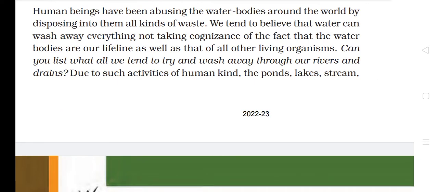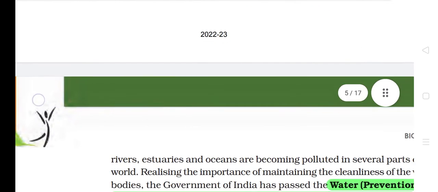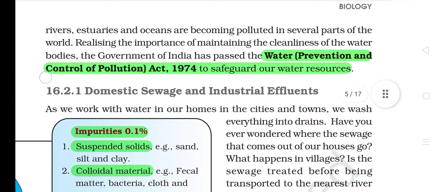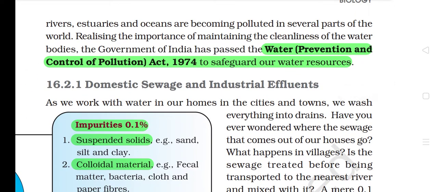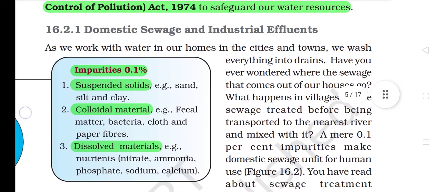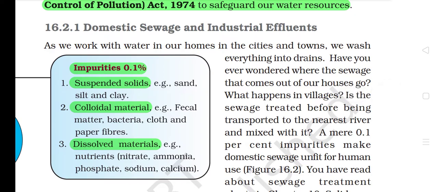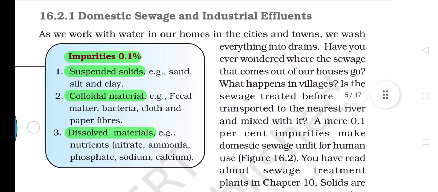Due to such activities of humankind, the ponds, lakes, streams, rivers, estuaries, and oceans are becoming polluted in several parts of the world. Realizing the importance of maintaining the cleanliness of the water bodies, the Government of India has passed the Water (Prevention and Control of Pollution) Act 1974 to safeguard our water resources. 16.2.1 Domestic Sewage and Industrial Effluents.